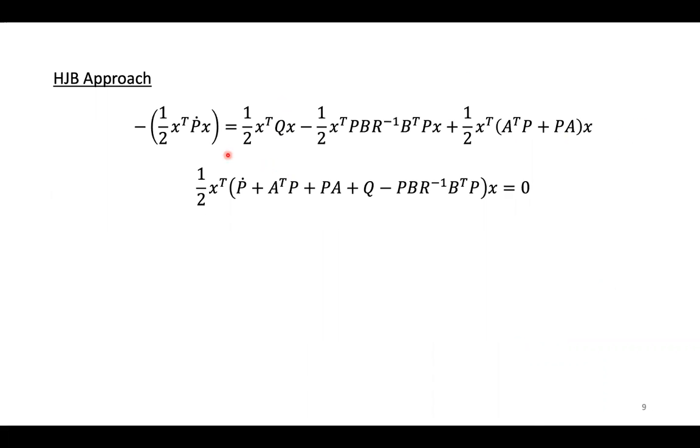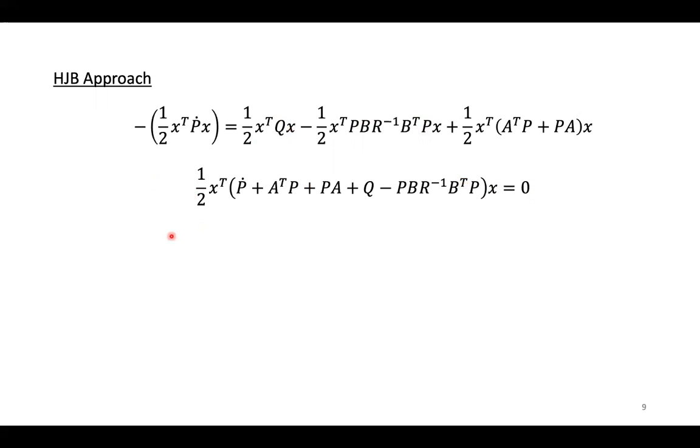Now the idea is just bring all the terms on the right side to the left side first, and essentially take x transpose on the left side and x on the right side common, and separate whatever we have, which is half of x transpose times (P dot plus A transpose P plus PA plus Q minus PB R inverse B transpose P) x, which is equal to 0. So this is what we have right now.